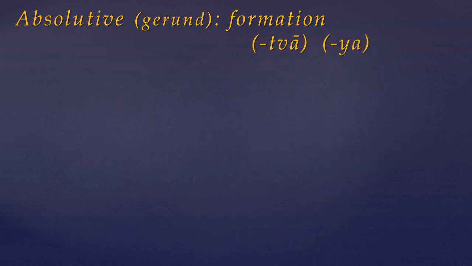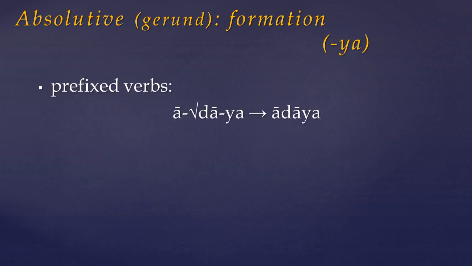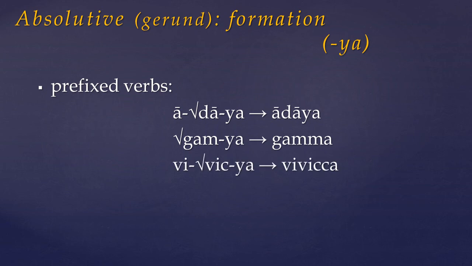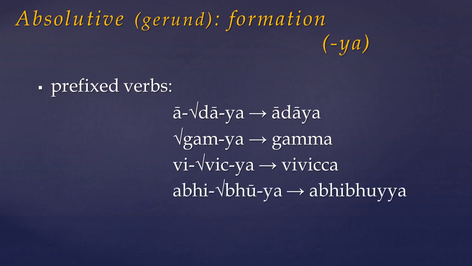Now the suffix ya is mostly added to verbs that have prefixes, and the initial y sound often assimilates, which may result in a doubling of a consonant, and so is sometimes difficult to recognize because of this assimilation.